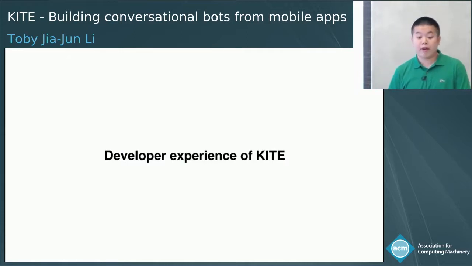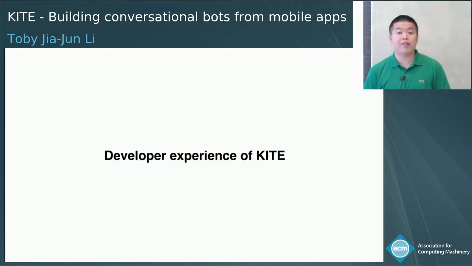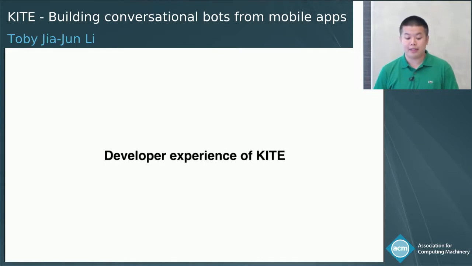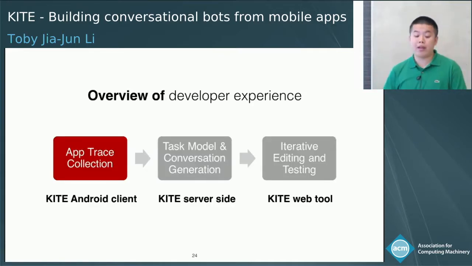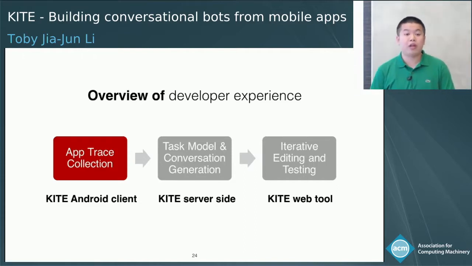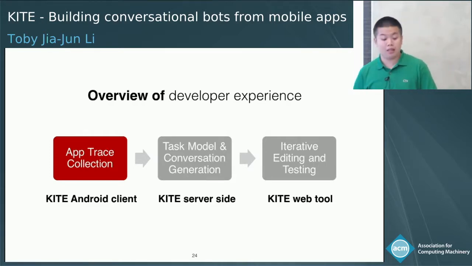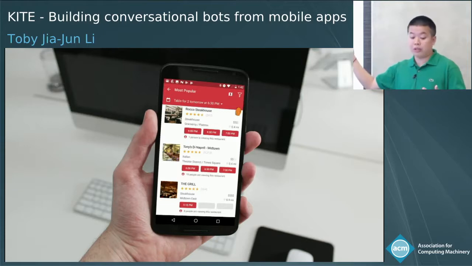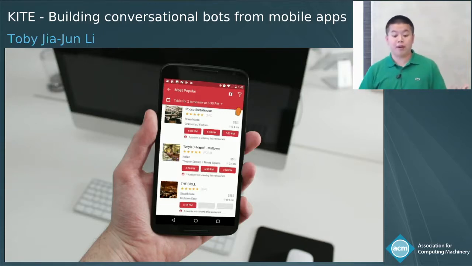Now I will explain our approach by walking through the developer experience of KITE. On a high level, bootstrapping a bot using KITE can be divided into these 3 steps. The developer will first need to use our Android client to collect some traces of using a mobile app to complete a target task. For example, suppose the user is building a restaurant reservation bot.